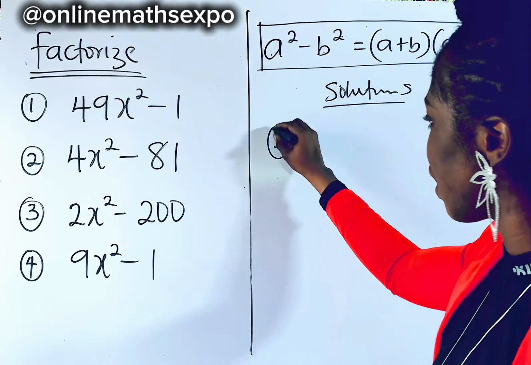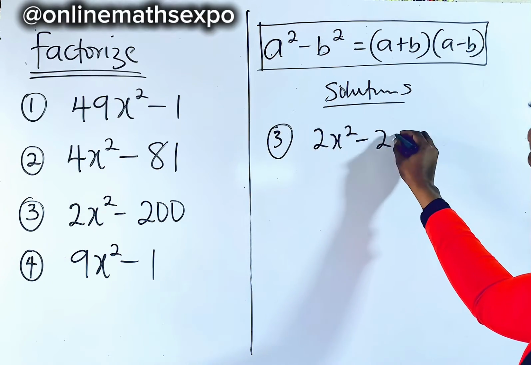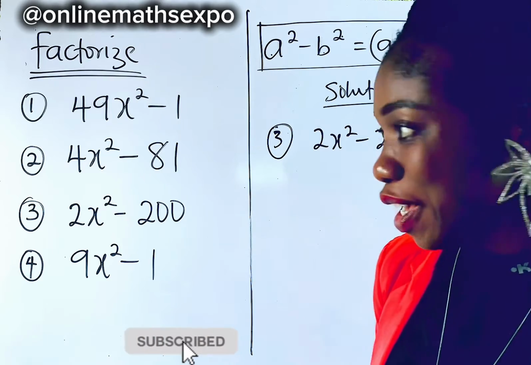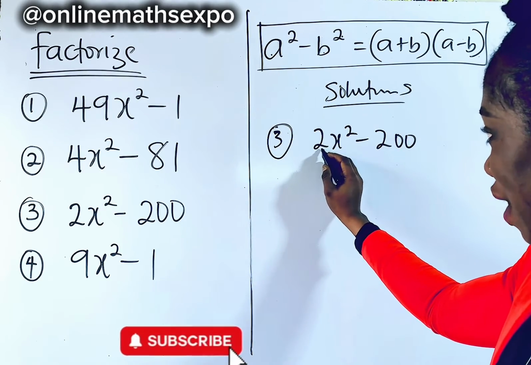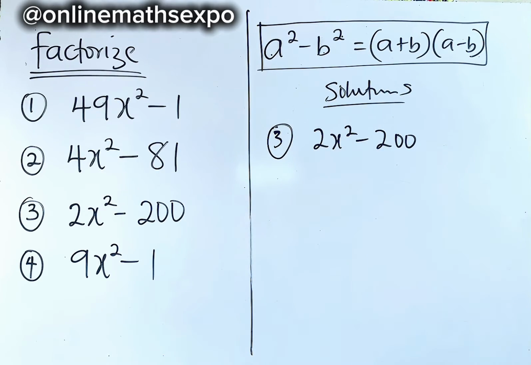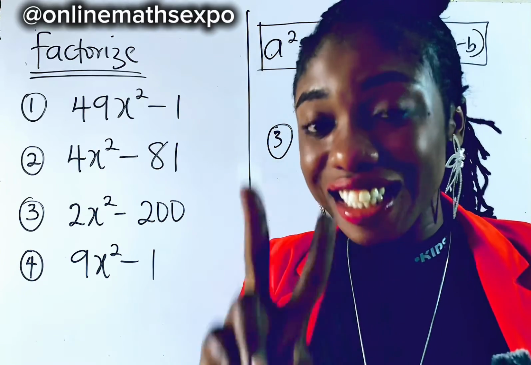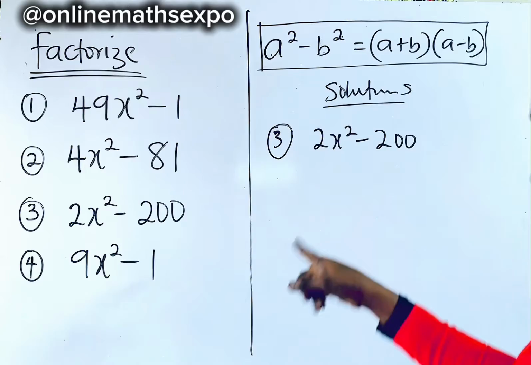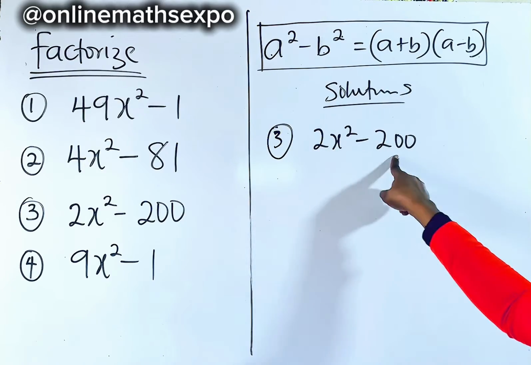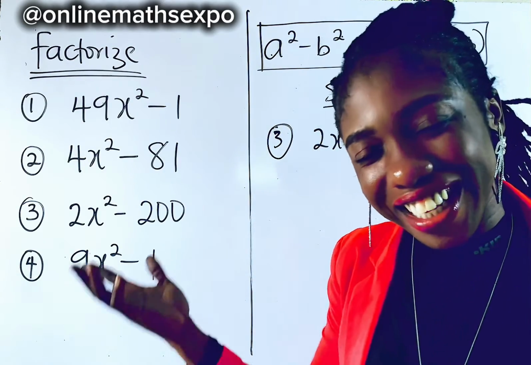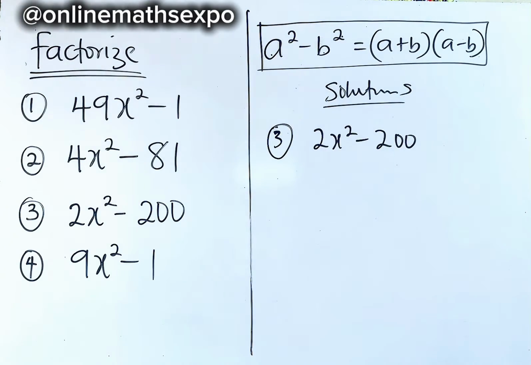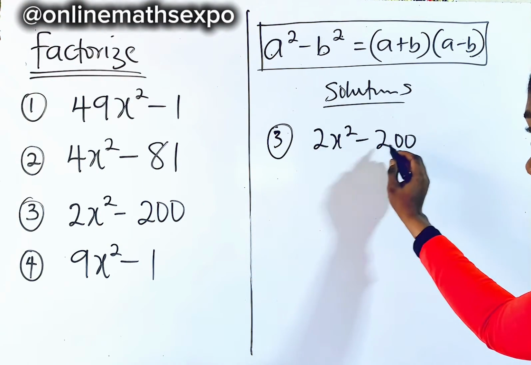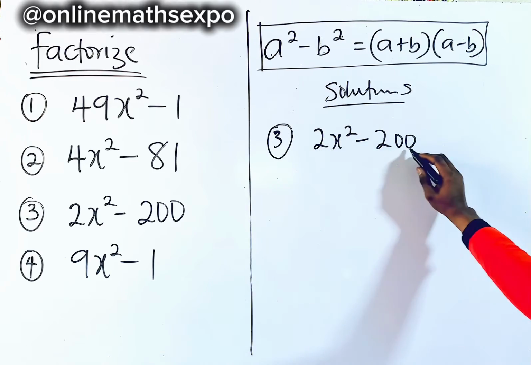So for question 3, we have 2x squared minus 200. Now, this is somehow different from the previous because 2 is not a perfect square and 200 is also not a perfect square. Remember, perfect squares are the same numbers that when you multiply 2 times, it gives you back that number. So we cannot have such in these two. So what do we do? Can you think? Don't worry yourself. What you do here is just to factor. 2 can divide these two, okay? So we're going to use 2 to divide these two parts.